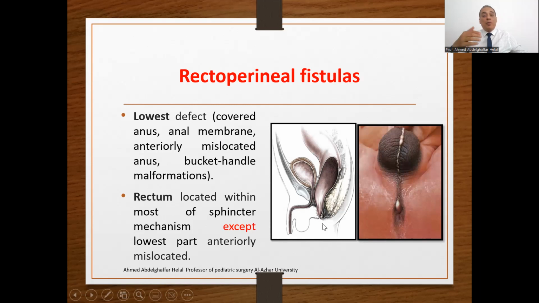This is the lowest type of the defect, and may be called covered anus, anal membrane, anteriorly mislocated anus, or bucket handle malformation. The rectum is located within most of the sphincteric mechanism. As we see, this is the sphincteric mechanism, except for the lowest part, which is anteriorly mislocated. Sometimes the patient presents with a median raphe with secretions of meconium on the perineum or white mucus. This is the first type, rectoperineal fistula, anorectal atresia with rectoperineal fistula.